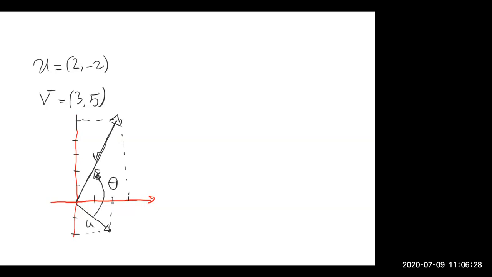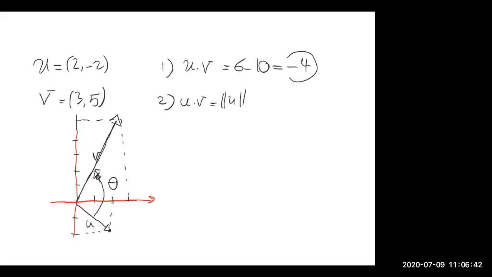Okay, so U dot V, using the first way, U dot V is equal to 6 minus 10, which is equal to minus 4. The second way, U dot V should be length of U, length of V, cosine of theta. What is length of U?